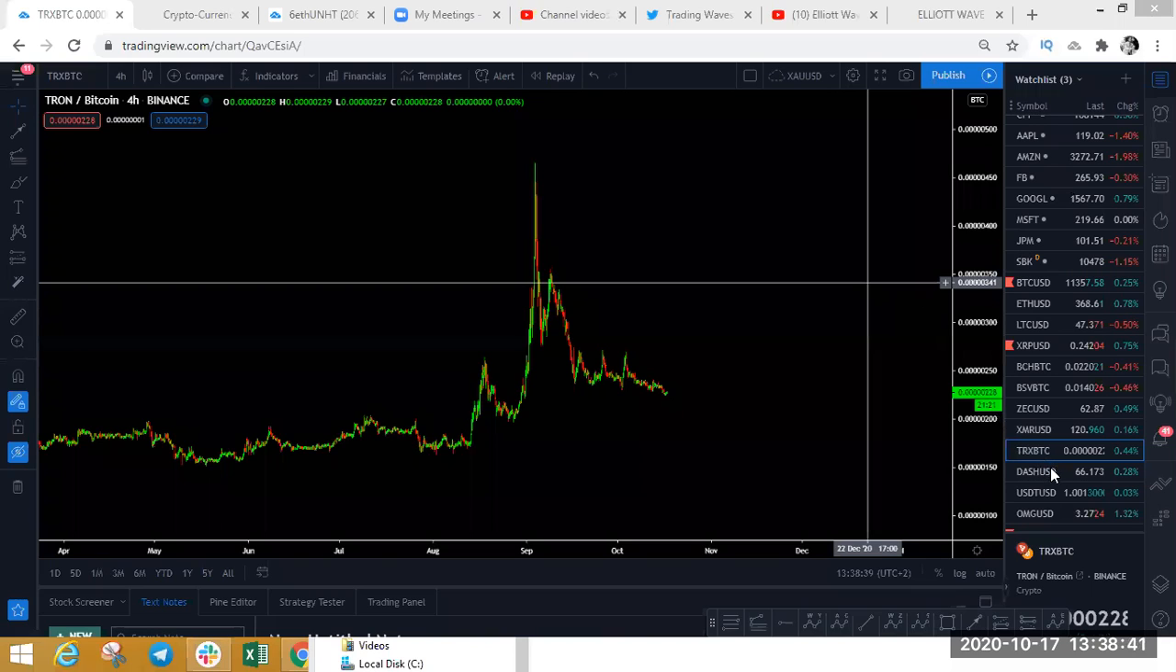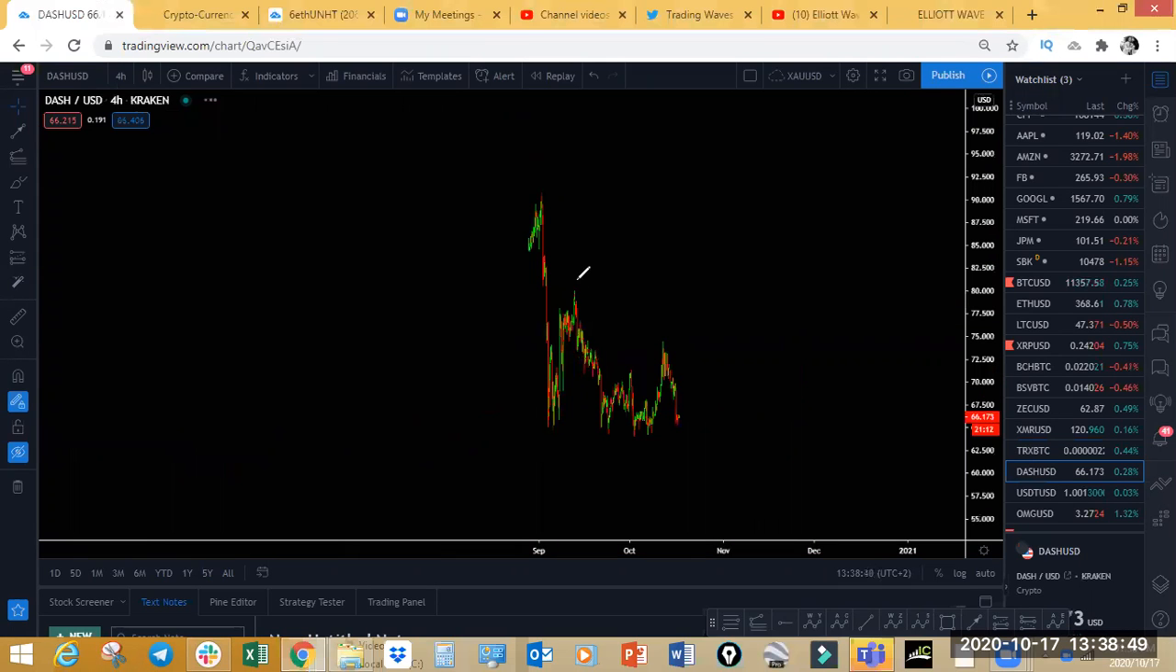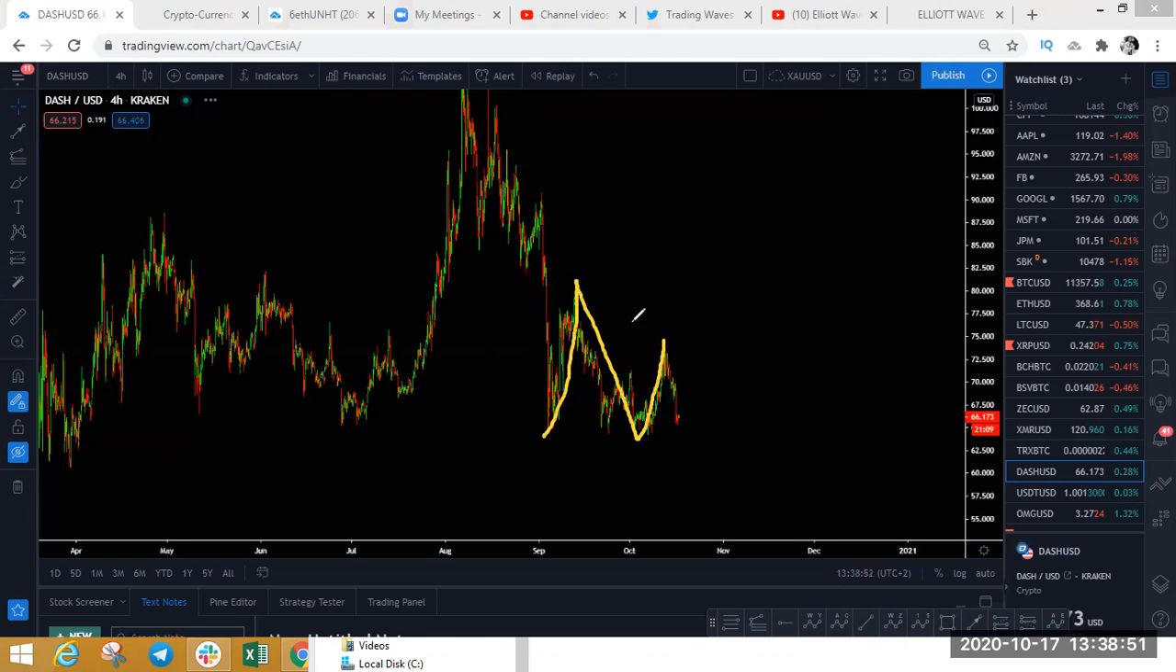Dash. All right, Dash looks to be making this a running flat structure like this. That's the running flat. It's coming down like this, continuation pattern to the downside. So we'll be looking for this one to continue lower. That's 1, that's correction, continuation to the downside.